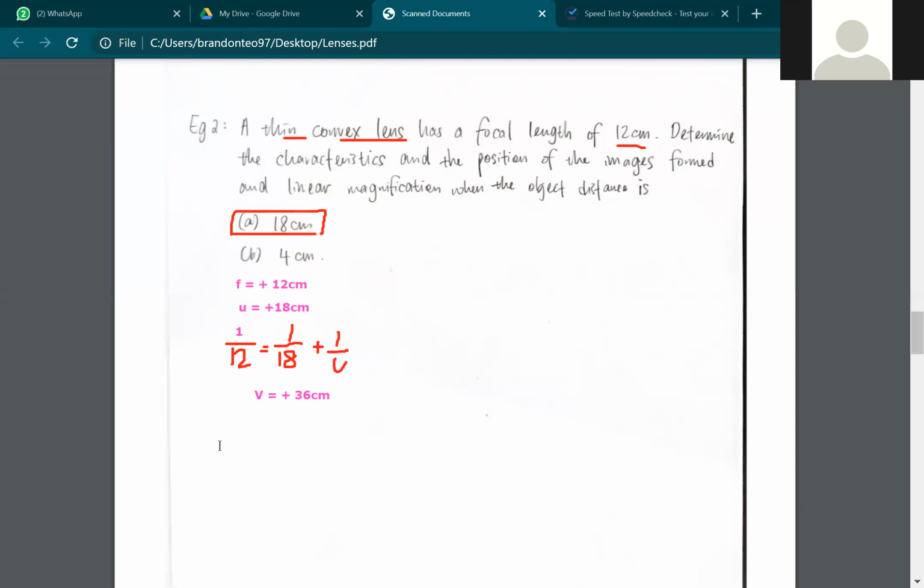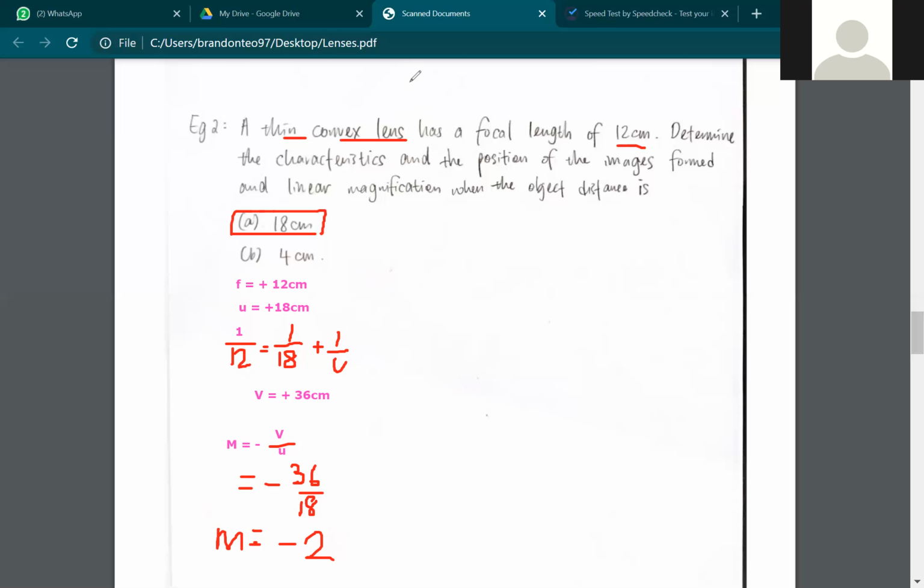Now you want to calculate the magnification. What is your general formula? Magnification equals minus v over u, so it equals minus 36 over 18, which is equal to minus 2. This is your magnification. So from here, what can you gather? Can you draw it out?